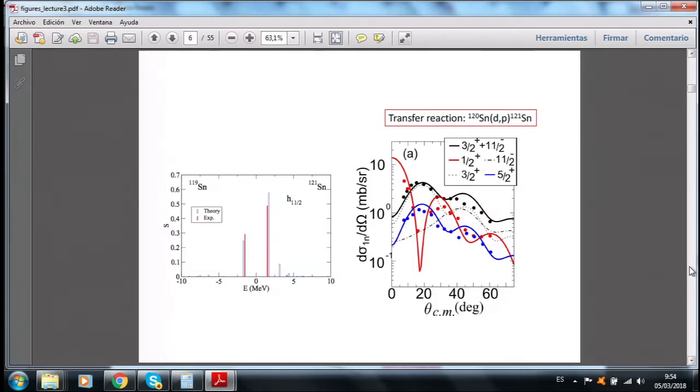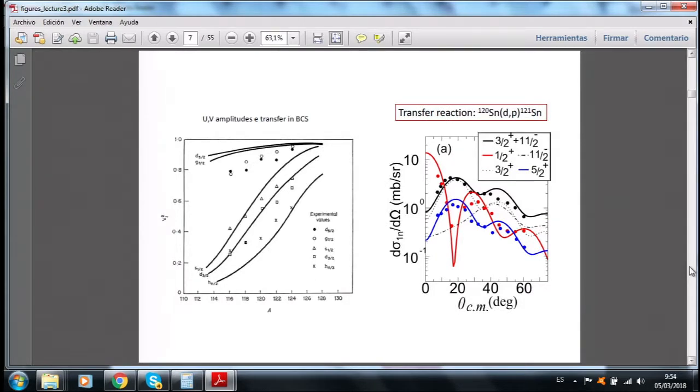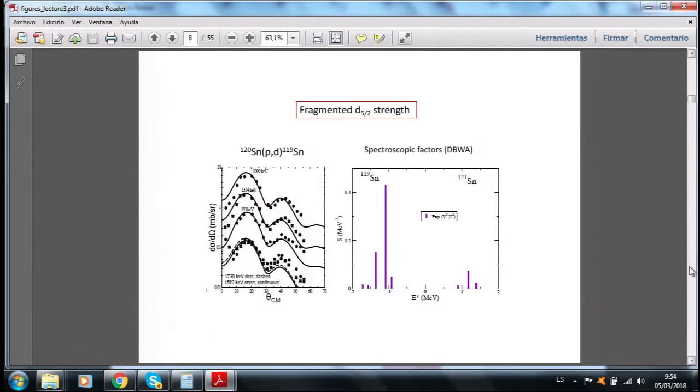But let me elaborate a little bit more on the case of a special, peculiar angular momentum. When you analyze the angular distributions, you find that the d5/2 can be populated at very different energies, experimentally. These are the experimental dots. Of course, there is one state that is populated much more than the others.